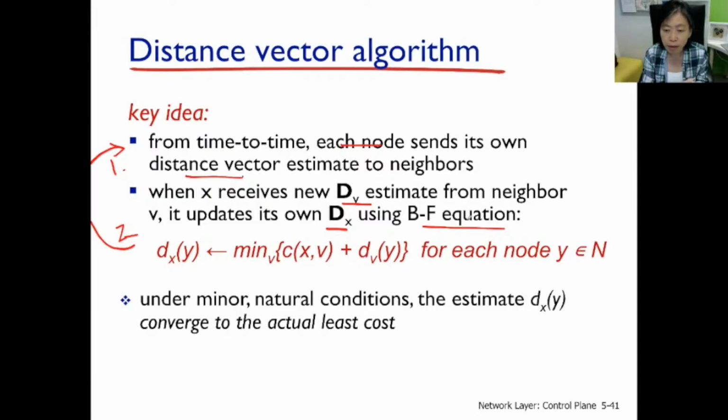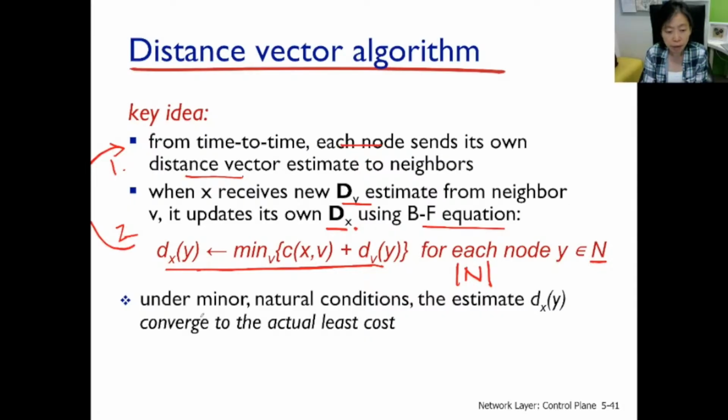Now this is the Bellman-Ford equation. Note that when x receives all these Dv's from the neighbors, Dx is not just one value for one particular destination. So this Bellman-Ford equation is going to be called, again, this many times, so that we derive the shortest distance to each of the possible destinations in the network, N.